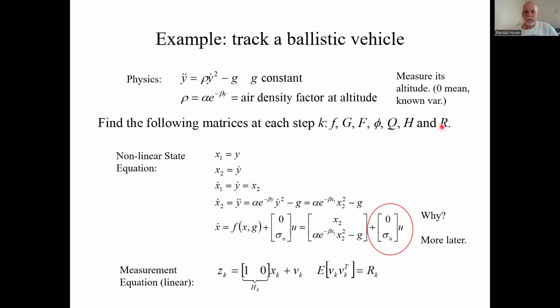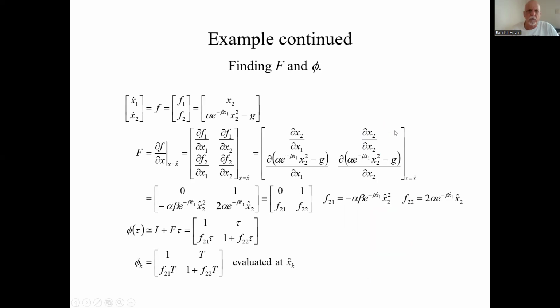So we have to find all these things. Here we just found f. Here it is. H, we just measure y, is this 1, 0 matrix. And R then is just whatever our measurement variance is. And this is just a scalar variance. Now we got to go on and find these other guys. Well, G is this little matrix here. It's this thing I added on, and we'll talk about it later. So we need to come up with this capital F, phi, and Q. I think that's what we haven't done yet.